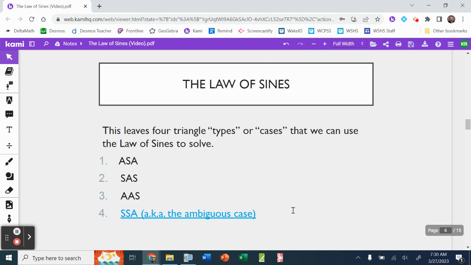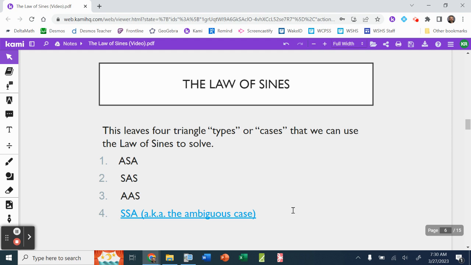We have angle-angle-side. That is, I have two angles, and the side that I know is extending from one of those two angles. So it's not the side in between the two angles, as in number one, but it's outside of it. Again, we could find the third angle by using the fact that the sum of the angles in a triangle is 180 degrees.